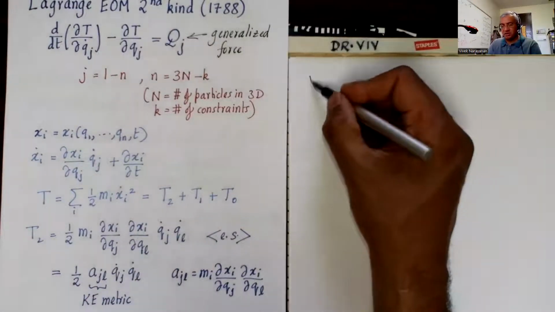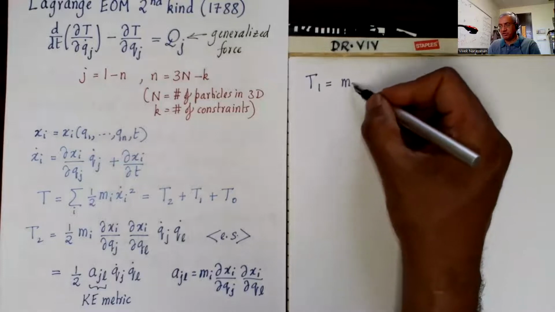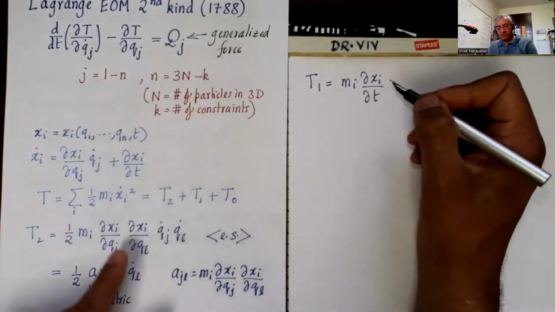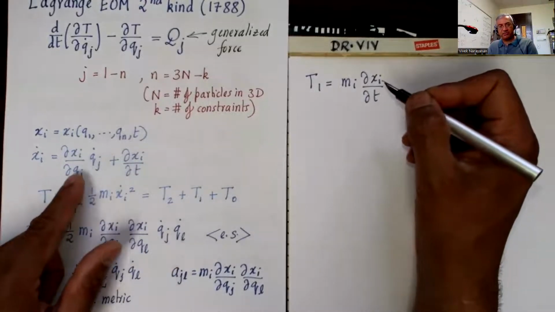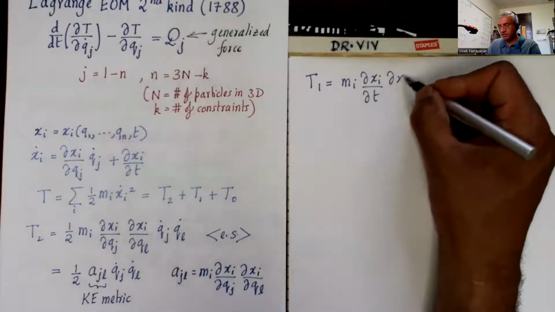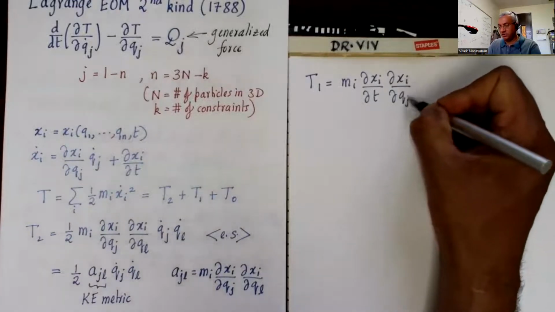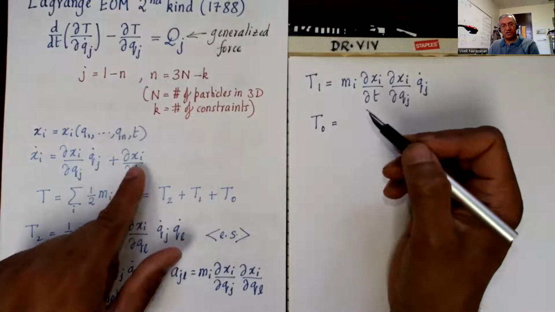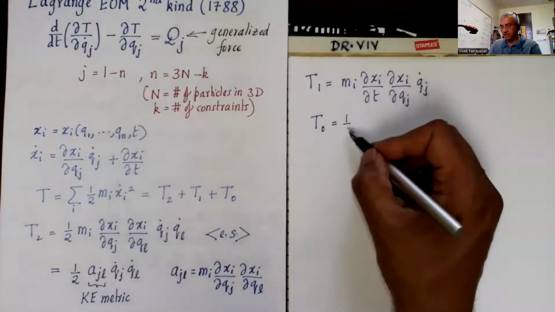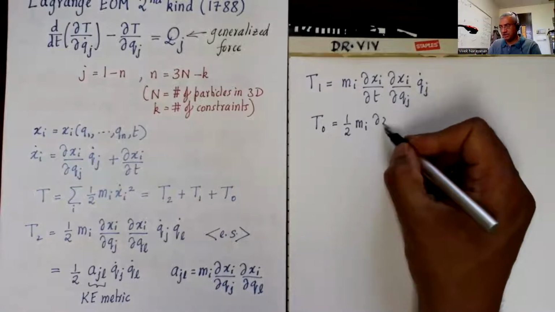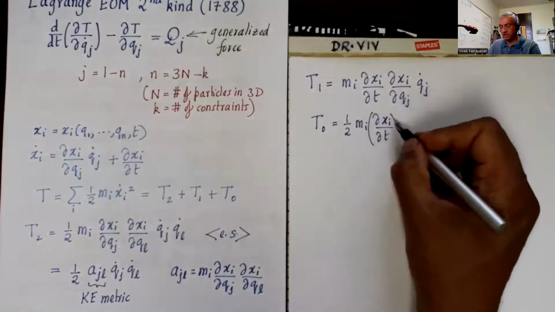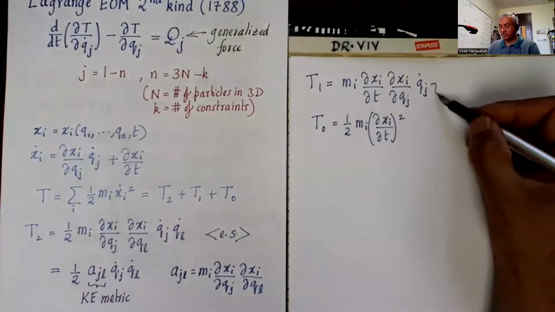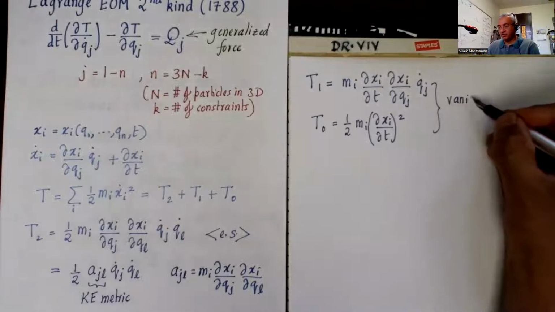The T1 term will be purely linear in the velocities. So I'm going to get del xi by del t. You get a linear term if you mix up one of the time derivatives with one of the space derivatives. So that's what I'll do here. del xi by del qj times qj dot. And then finally, the T0 term will be time derivative squared. So it's 1/2 mi del xi by del t, the whole thing squared. These are the three terms you'll get when you write the kinetic energy out like that. Now, typically, these two will vanish for scleronomic systems.